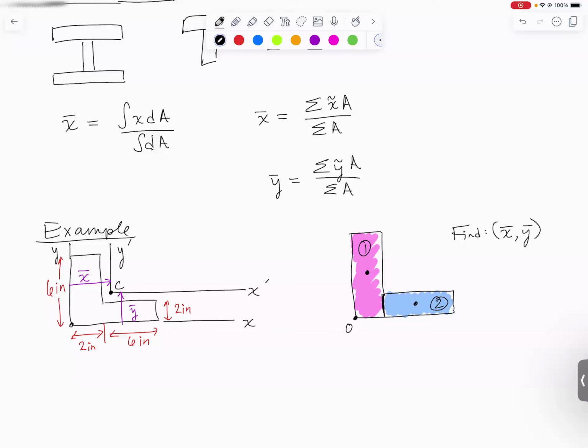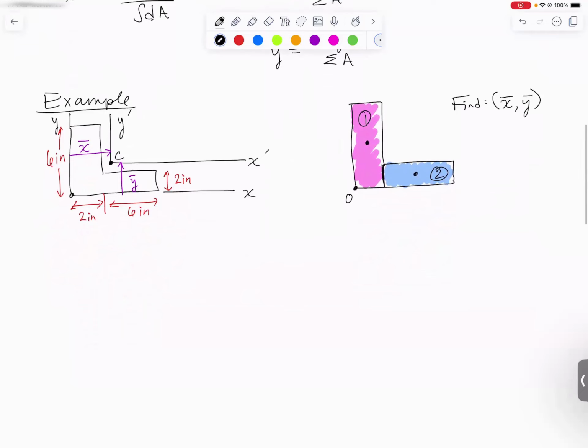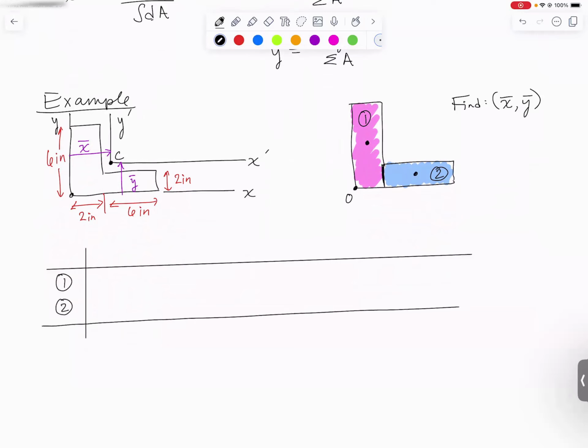So that's what we're trying to find. There are a couple of ways to do this. I'm first going to show you the table way, which I think a lot of you will like. The idea with the table is I'm going to make a nice big table, and I'm going to tabulate things for area 1, for area 2, and then for some of these columns, I'm going to sum everything up and have a row for where I sum things.